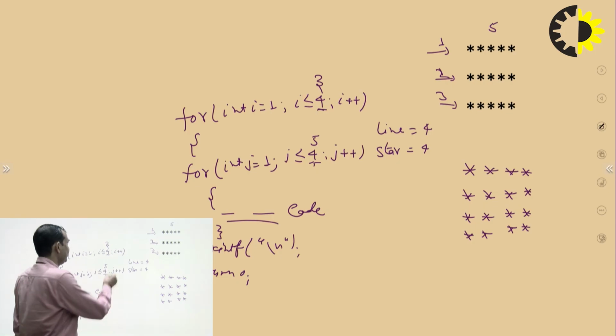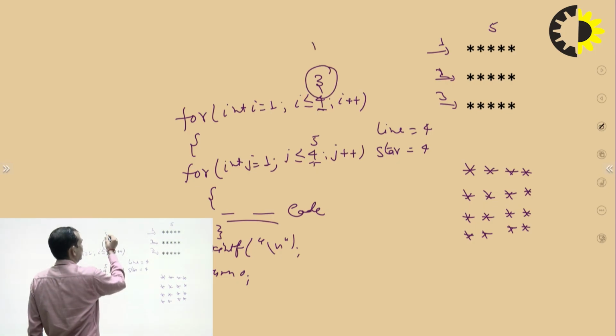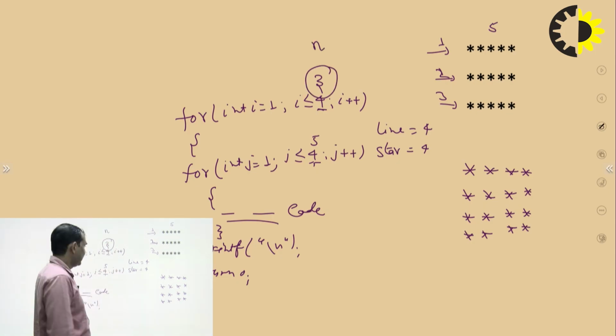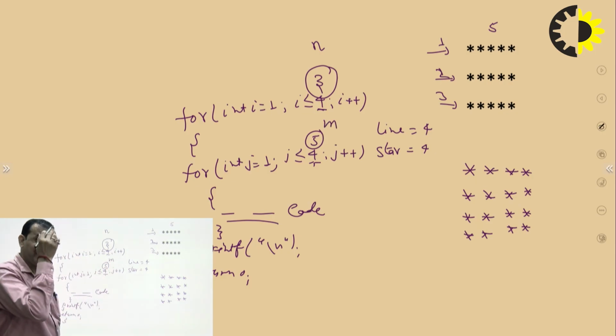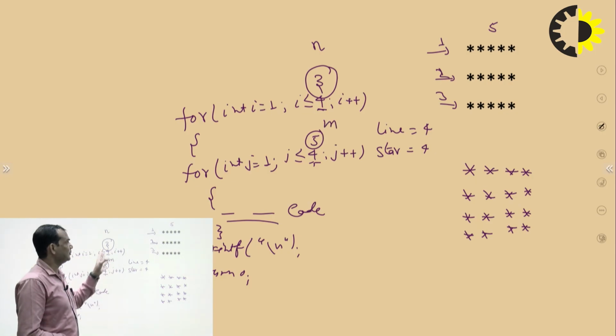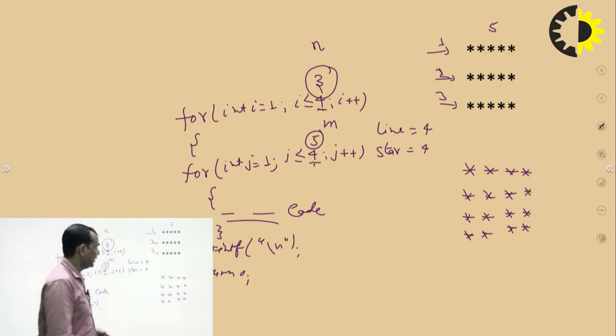So what we do, we assign a value n here, and we assign a value m. So we are taking two variables. Otherwise, if we know the number of iterations, we directly put them here. So same here in this example.